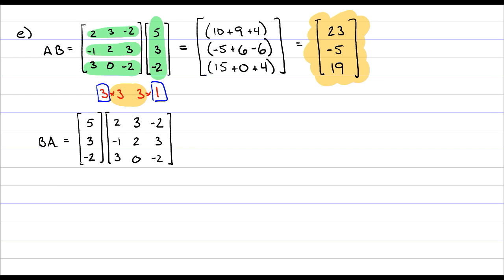Now if I try to do B times A, this is a 3x1 matrix times a 3x3 matrix. The middle numbers do not match up, so I cannot do the multiplication here. This product is undefined.